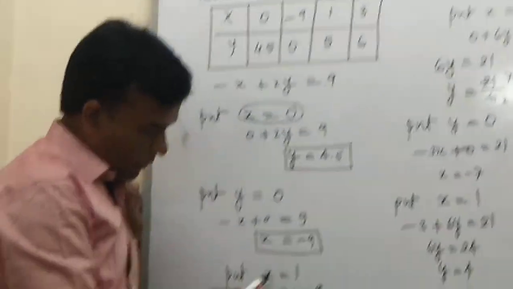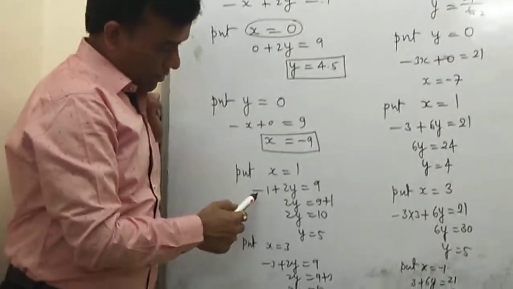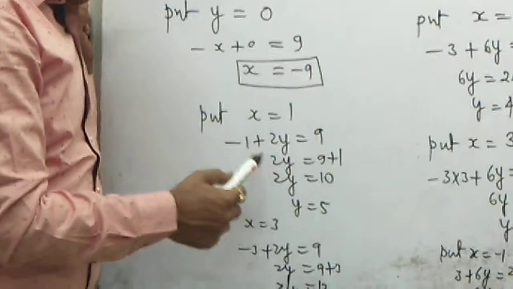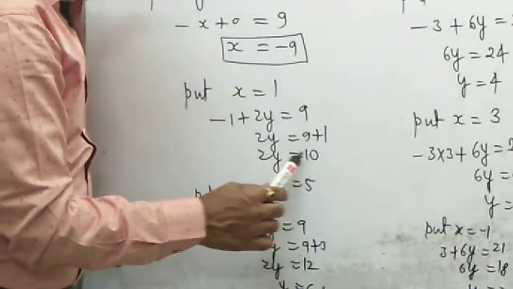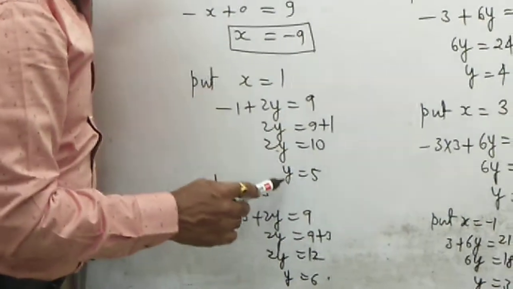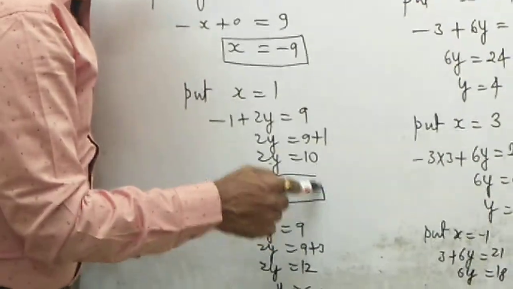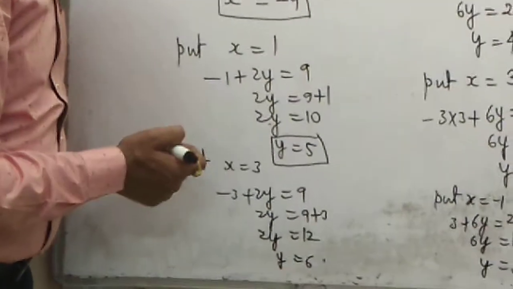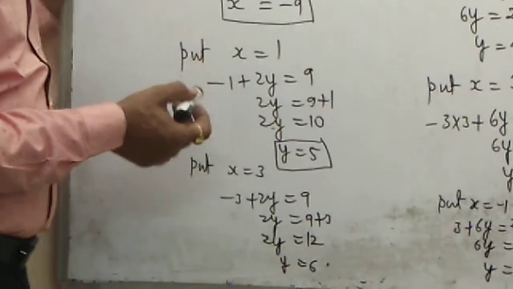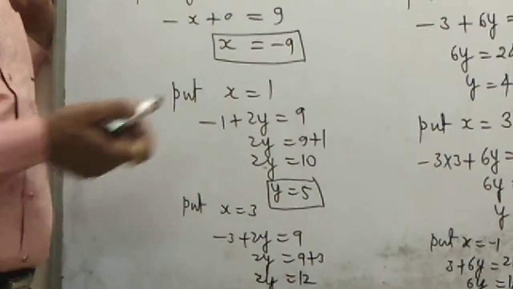And now similarly we put x equal to 1. So minus 1 plus 2y equal to 9, then minus 1 goes to the other side, so 9 plus 1 is 10, and 2y equal to 10 means y equal to 5. You got the value y equal to 5. Similarly, here put y equal to 3, because 9 plus 3 is 12.